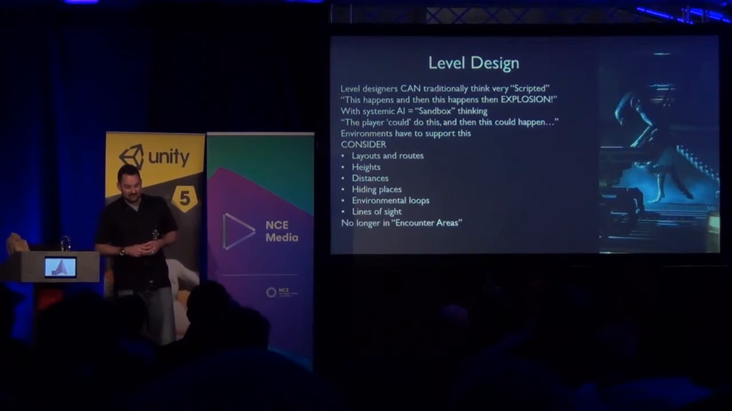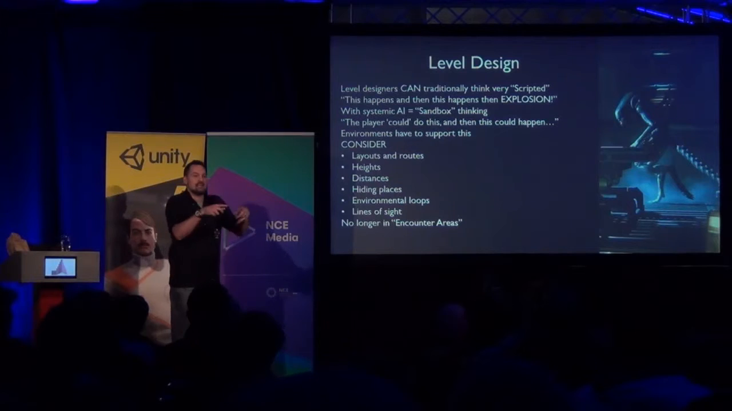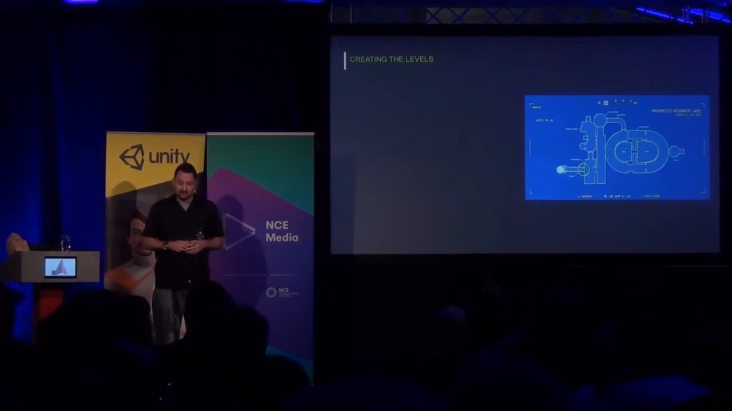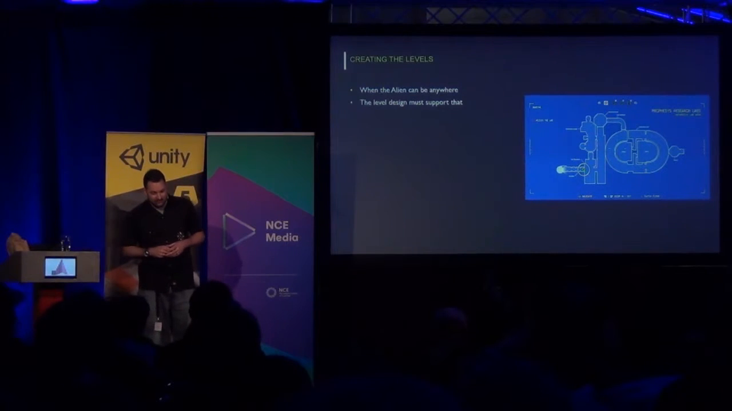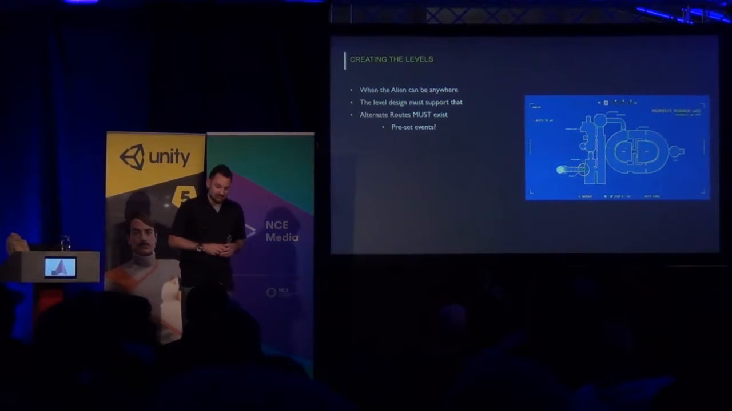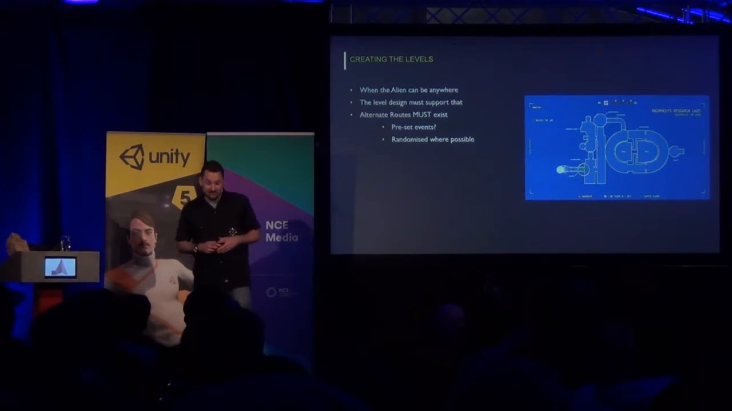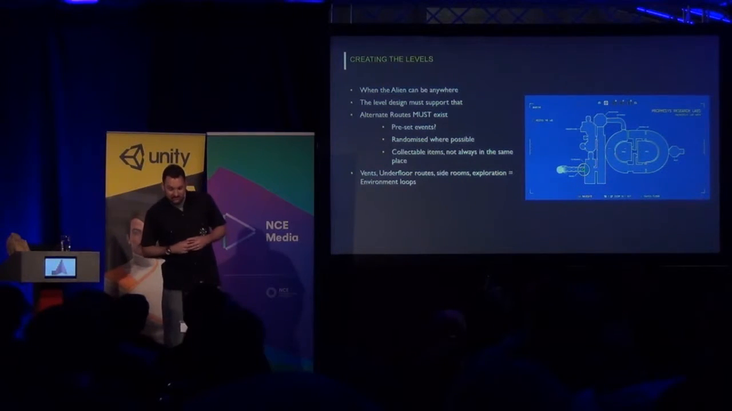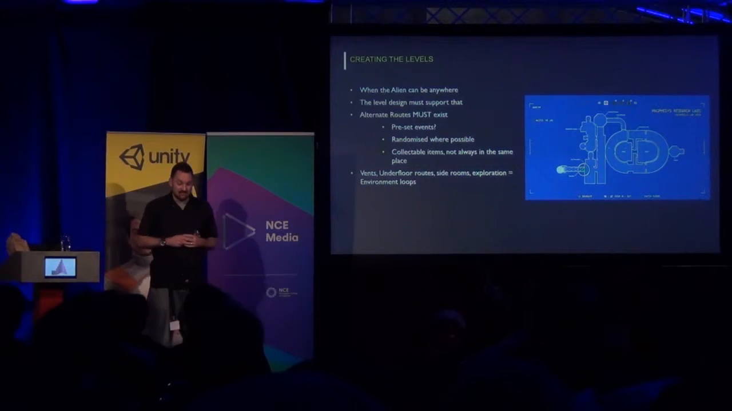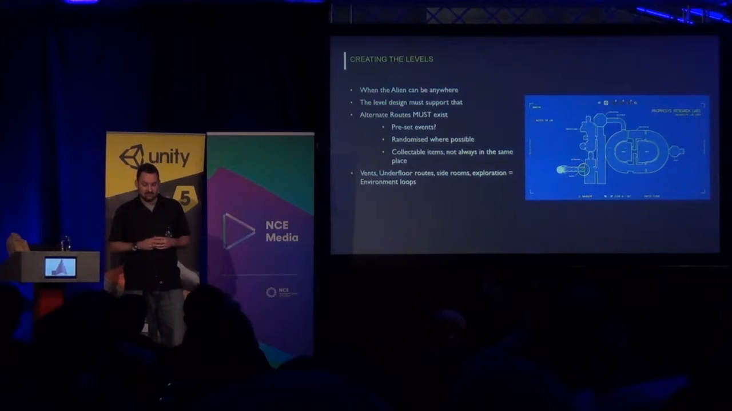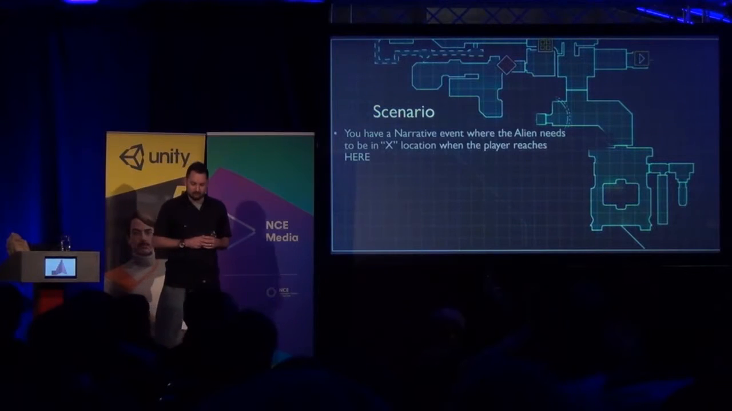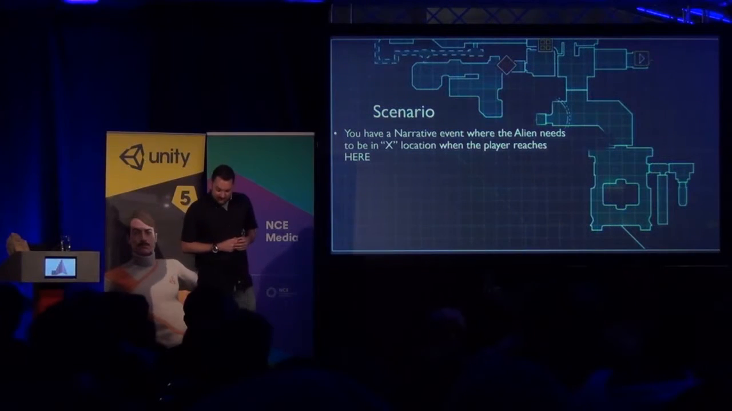You have to think about layouts and the routes, your heights, distances, hiding, environmental loops, lines of sight, and there's no longer just this is an encounter area where something happens. It needs to be thought about absolutely everywhere. So when the alien can be anywhere, the level design has to support it. Alternate routes must exist. Preset events need to occur. We randomize them where possible. Collectible items are not always in the same place. There's vents, underfloor routes, rooms, exploration, and that means a lot of environmental loops.